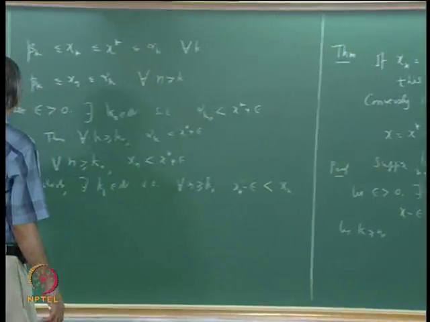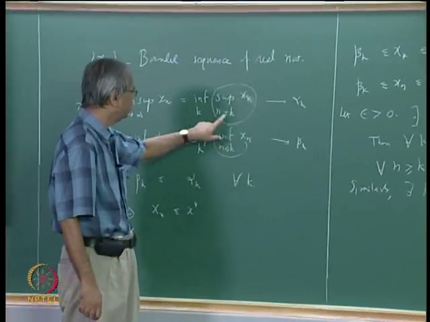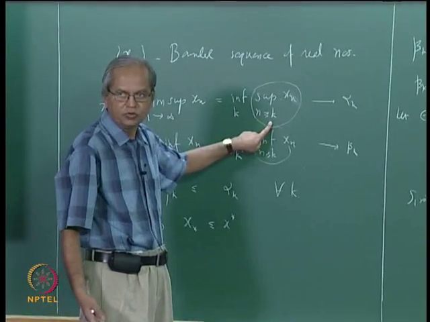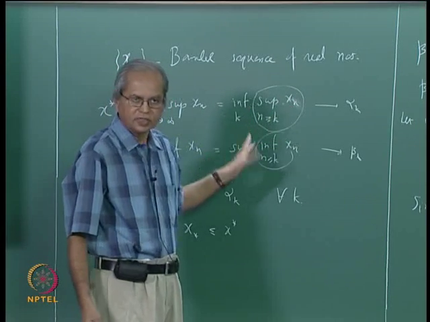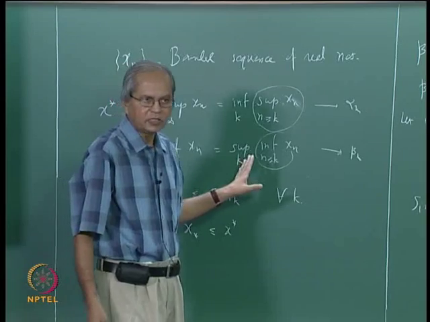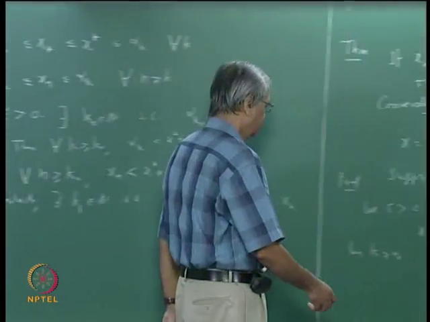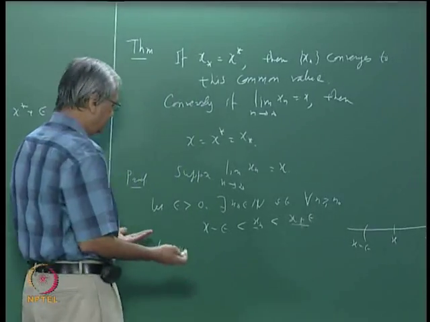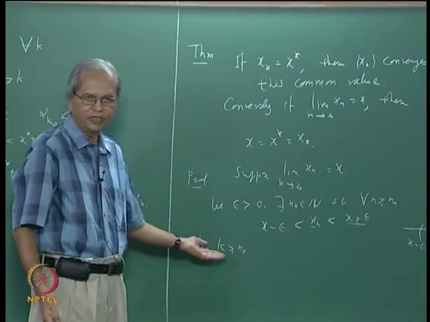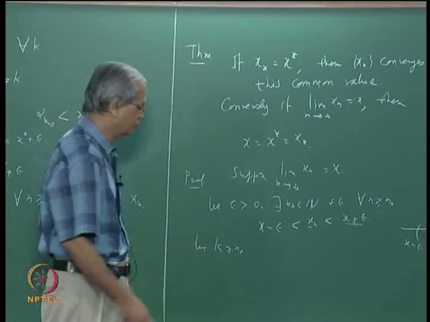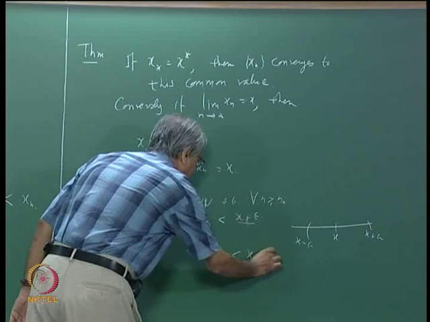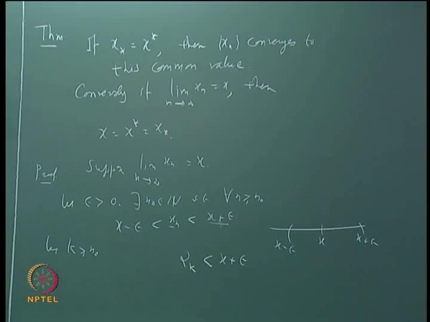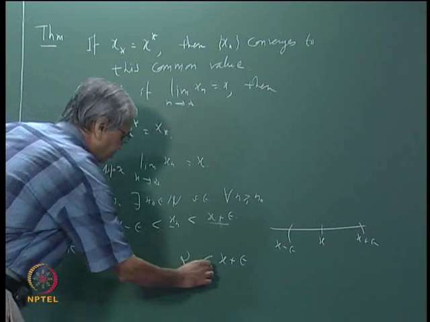What is alpha k? Alpha k is the supremum of xn for n bigger than or equal to k. So what can you say about that? If each of these xn is less than x plus epsilon, then alpha k should also be less than x plus epsilon, right? And not only for n0, but this will be true for every k bigger than or equal to n0. So alpha k is less than or equal to x plus epsilon for all k.